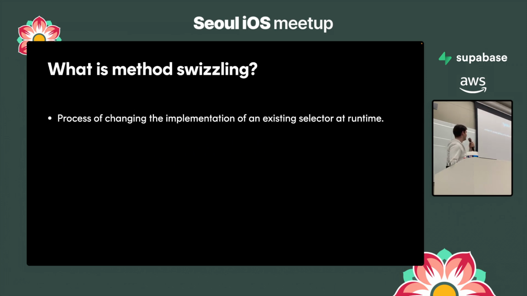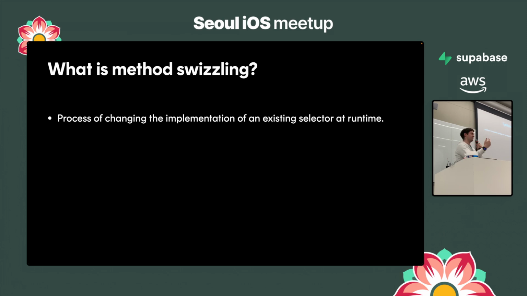So basically what it is, fancy explanation: it's a process of changing the implementation of an existing selector at runtime. In simple words, and this only works for the Objective-C runtime, so you cannot do this with just base Swift functions, but with Objective-C functions, functions running on the Objective-C runtime, you can actually replace the original implementation at runtime.